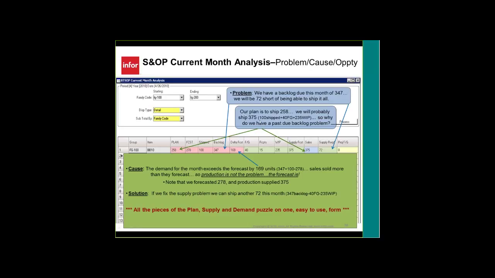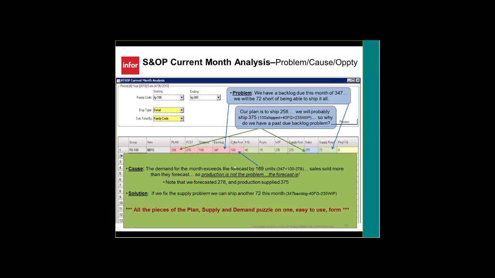So then the production manager might respond with, well, I don't see why this problem has come up. We had a plan to ship 258 units. You can see here what the plan was. And we're probably going to ship even more than that. We're going to ship 375 because we already shipped 100. We got 40 in finished goods that are ready to be shipped, and we got 235 that are due to be finished by the end of the month. So why do we have a problem if we've actually produced more than what our plan was? And if you drill down a little bit deeper, then sales will notice that, oh, I see what it is.